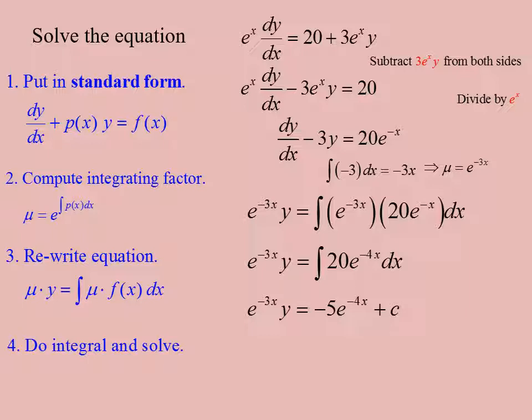To finish solving for y, we multiply both sides by e to the 3x, or divide by e to the -3x, and we have our general solution.